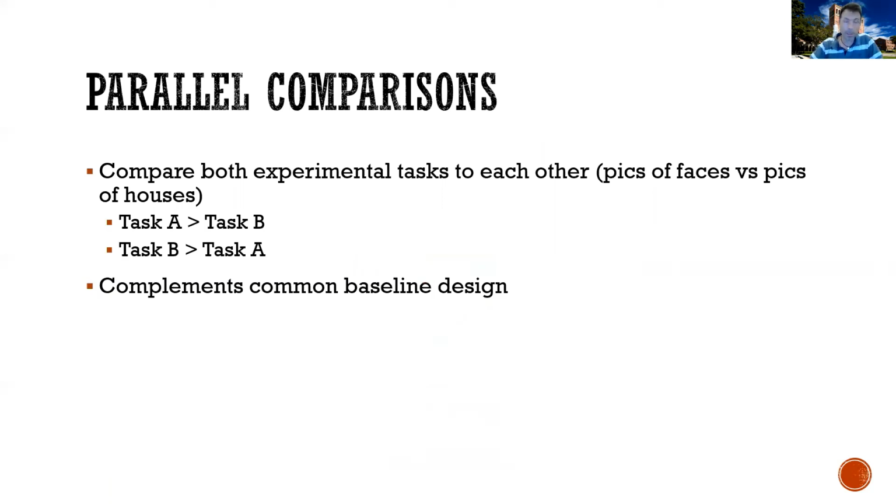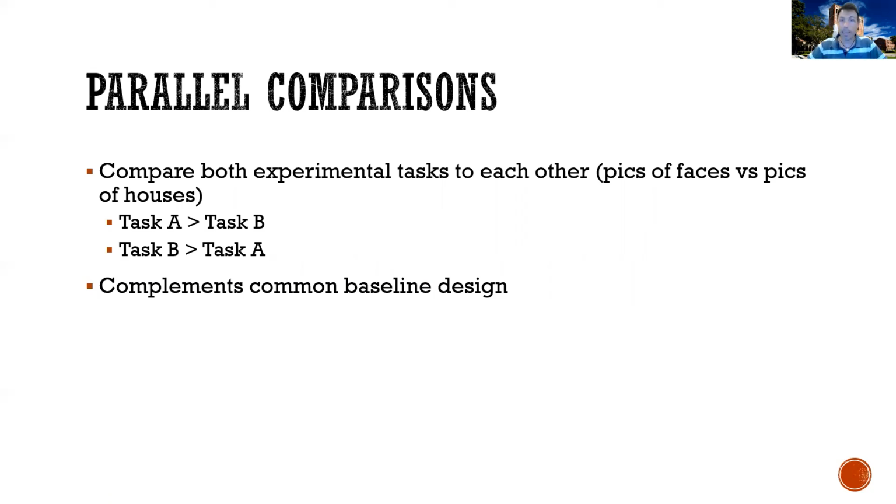Now, a parallel comparison is simply the direct comparison of task A versus task B and vice versa. So in this case, you would be comparing your experimental tasks one to the other. In our example, you'd be doing pictures of faces versus pictures of houses, and you'd be looking at what parts of the brain are more active during pictures of faces as compared to pictures of houses, which would be task A greater than task B. And then you'd also ask, what parts of the brain are more active during pictures of houses, task B, compared to pictures of faces, task A.